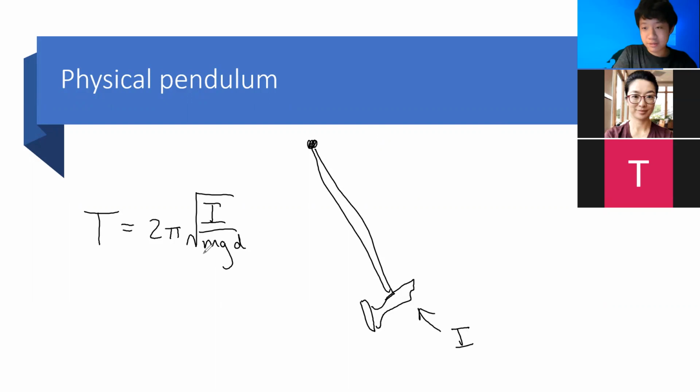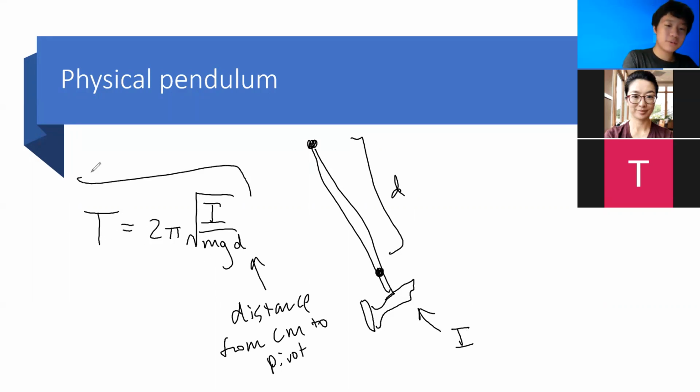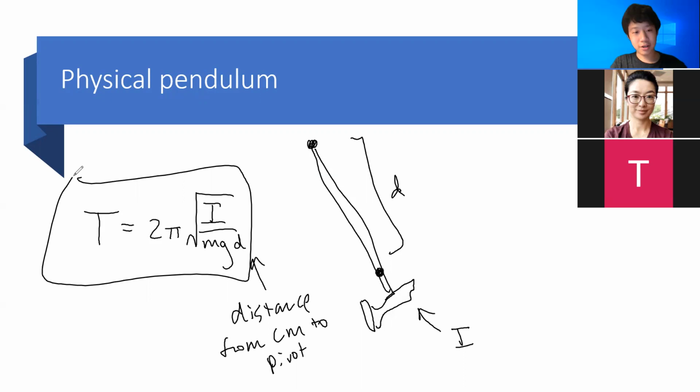M is the mass, g is gravity, and d is the distance from center of mass to pivot. So if the center of mass of the hammer is right here, then d is going to be this value. Okay, so this is another one of those important formulas. T equals 2 pi square root of I over mgd. Okay, so once you guys have written this down, let's go on to a few problems. The proof for this formula is very similar, and maybe I'll give you guys that as a homework challenge later on.